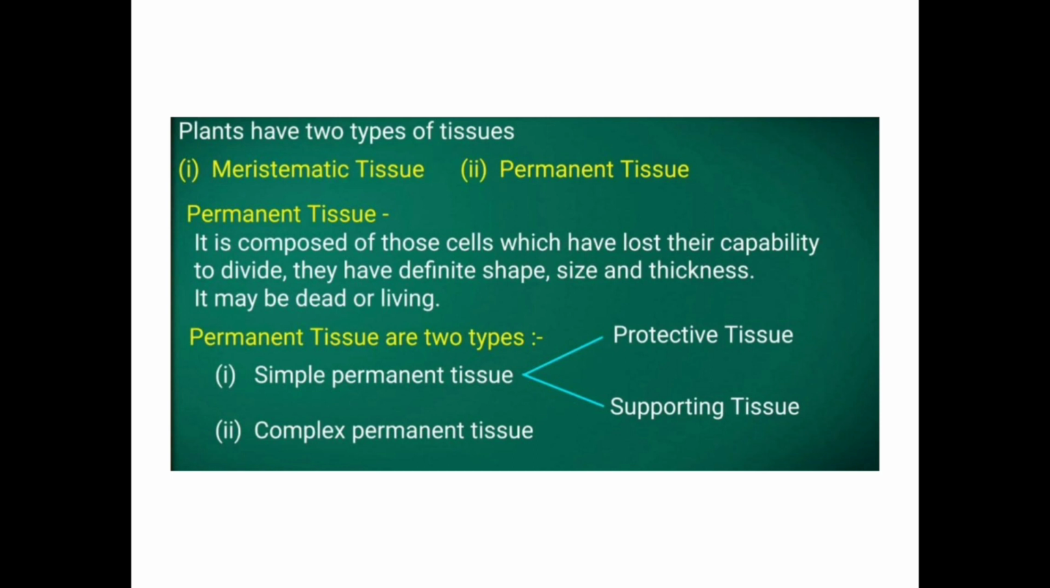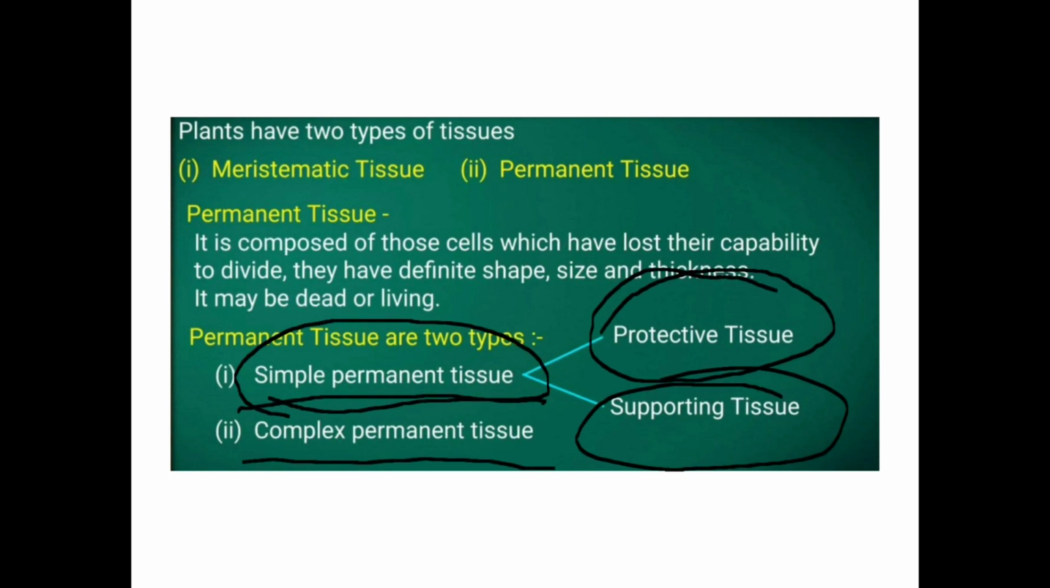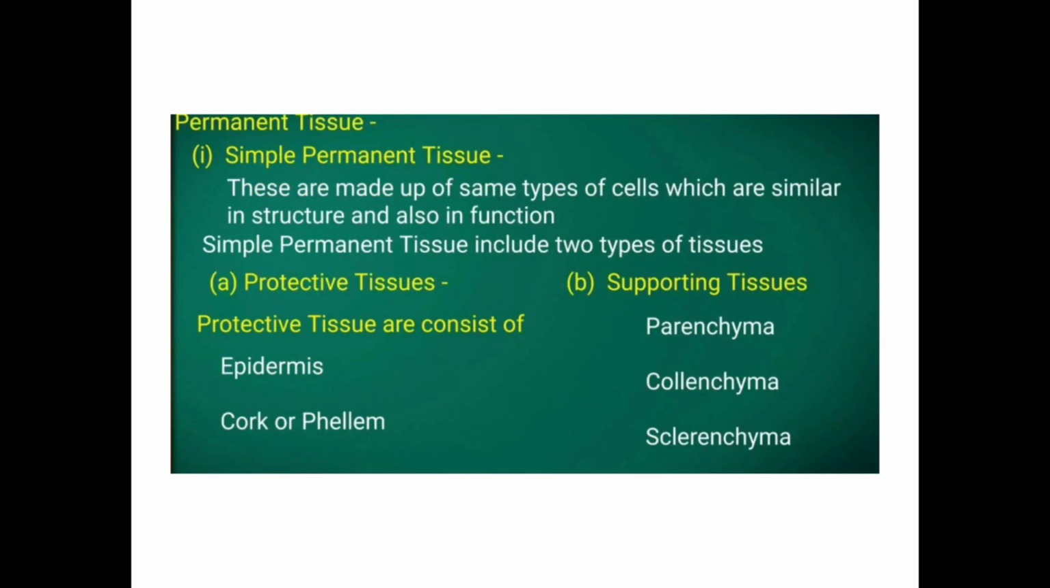Then again the permanent tissue is divided into two types: simple permanent tissue and complex permanent tissue. This simple permanent tissue is again subdivided, that means a simple permanent tissue is either acting as a protective tissue or acting as a supporting tissue. Okay, then simple permanent tissues are made up of the same type of cells, which are similar in structure and also in function.